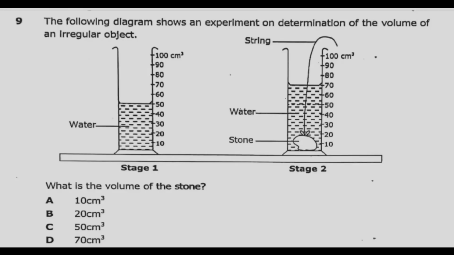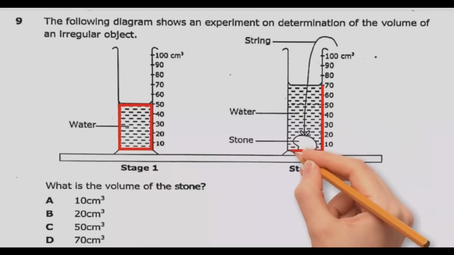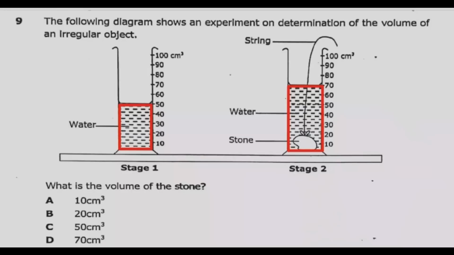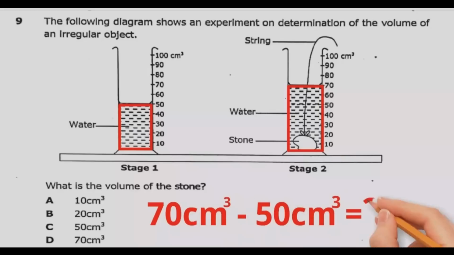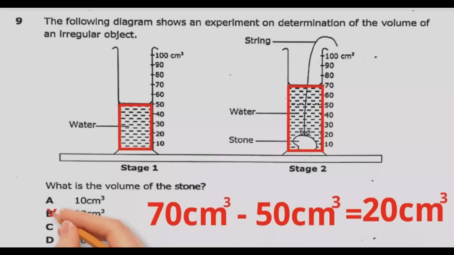As you can see, the first reading is 50 centimeter cubic. In stage 1, we have the water measuring up to 50 centimeter cubic. Then after the stone is put in the water, the reading has risen to 70 centimeter cubic. So we find the difference of 50 and 70. 70 minus 50 gives us 20. So the correct answer is B, which is 20 centimeter cubic.